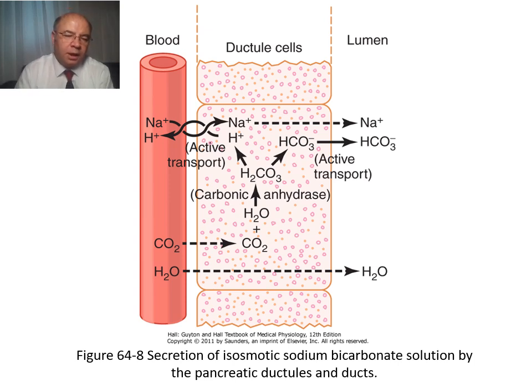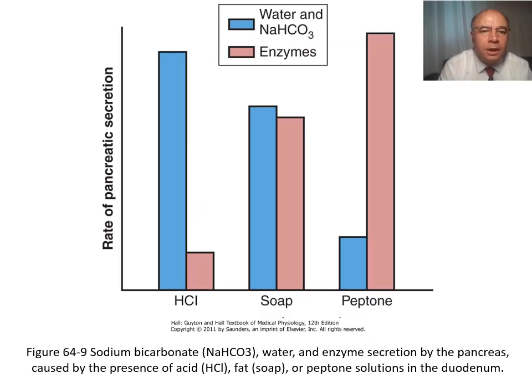This alkaline secretion is important to neutralize the acidic chyme arriving in the duodenum. Here you see the sodium bicarbonate, water, and enzyme secretion by the pancreas caused by the presence of acid, fat, or peptone solutions in the duodenum.